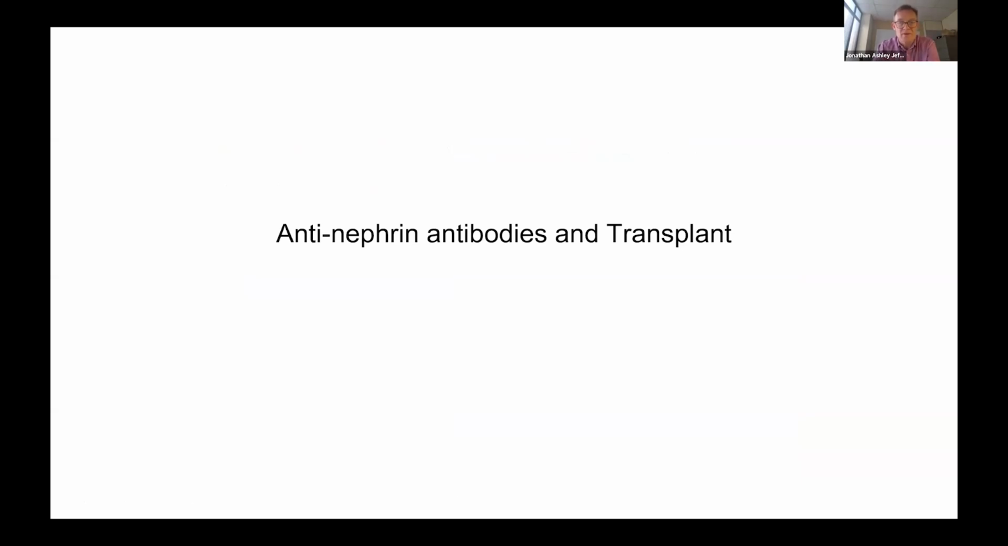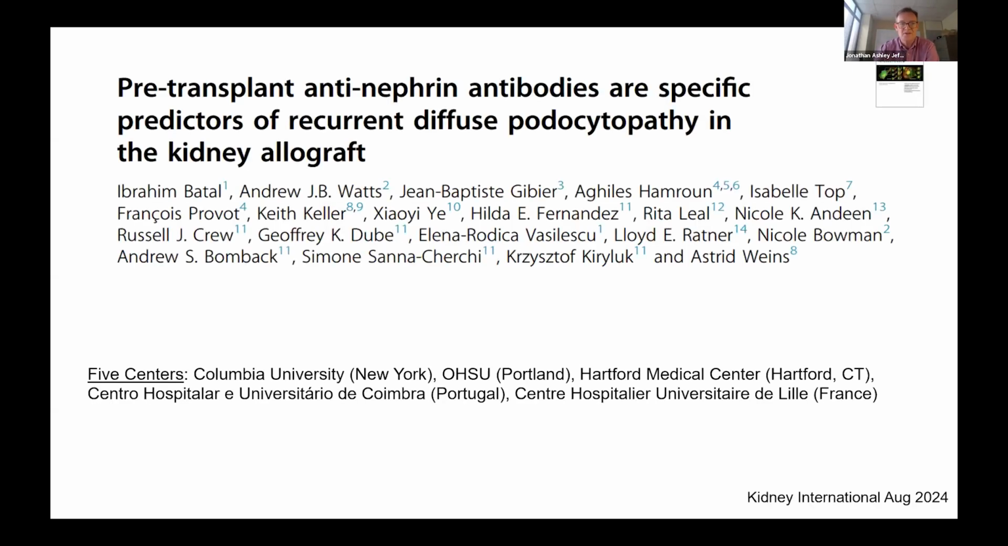Okay, so we've described that anti-nephrin antibodies are common in children with minimal change disease and occur in roughly 50 or 60% of adults with minimal change disease. What about the transplant situation? Clearly most patients with minimal change disease don't reach transplant, but some are steroid resistant and some with diffuse podocytopathy have an FSGS phenotype.